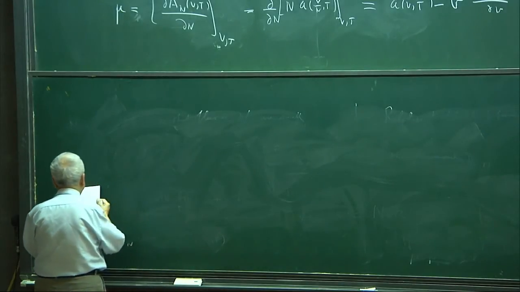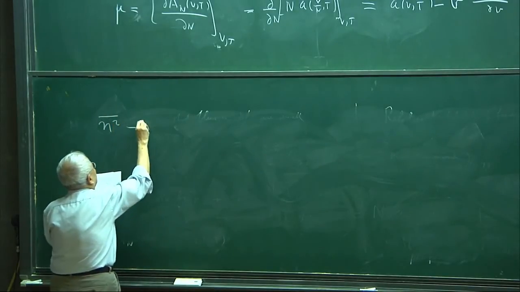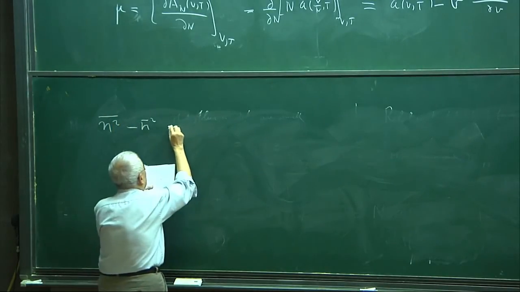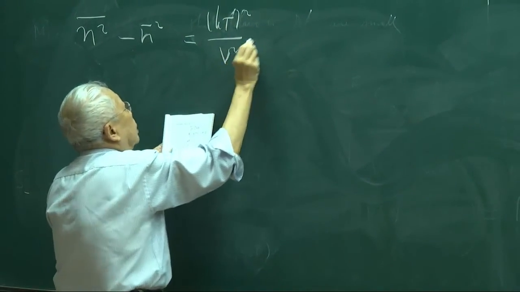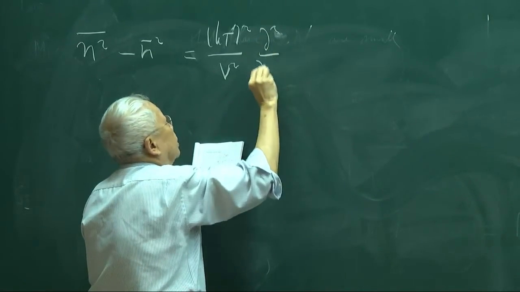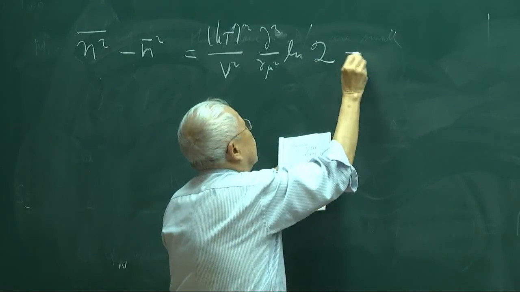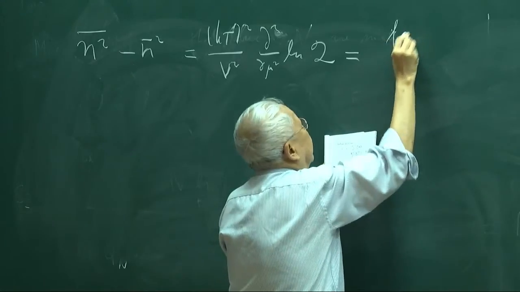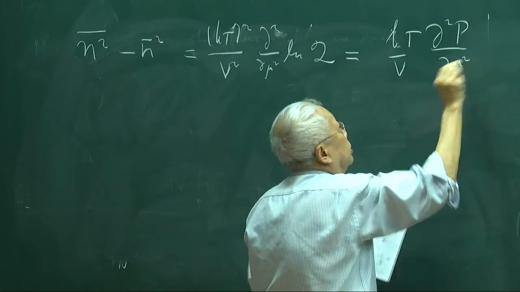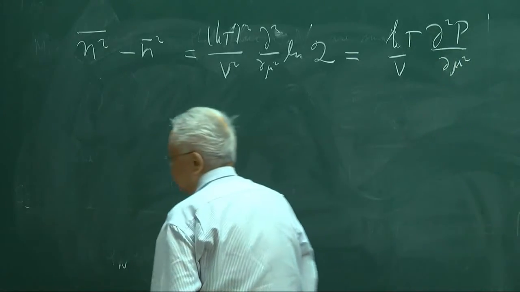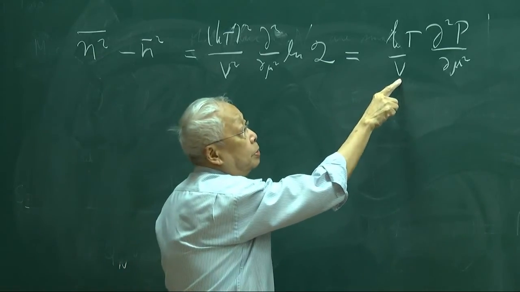So the average of n squared minus n bar squared, this is the fluctuation in density, is equal to kT squared divided by v squared times the second derivative with respect to mu of log Q. And you can say this is equal to kT over v times dp/dmu. So I have to compute this derivative. And if this is finite, then this vanishes because V goes to infinity.